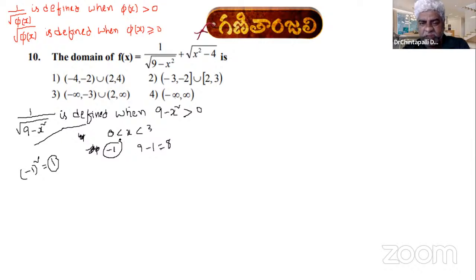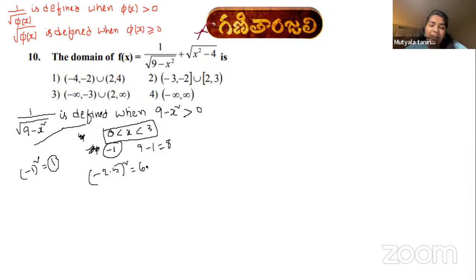Any more numbers to include in this interval to satisfy the given inequation? Negative 2, sir. Only negative 2? What about negative 2.5? Negative 2.5 whole square is equal to 6.25. So it can be negative 3 to 3, sir. Yes, you are right. So minus 3 less than x less than 3, but 3 and minus 3 are excluded.